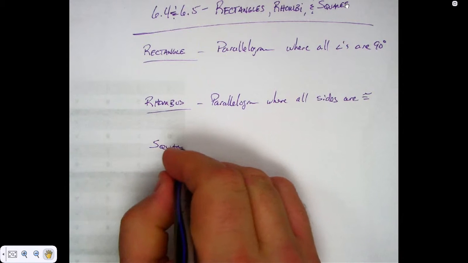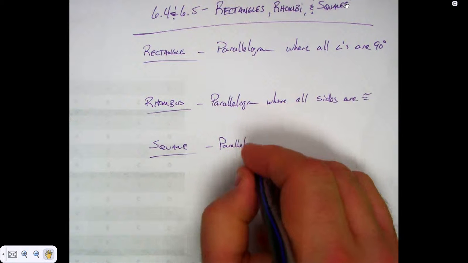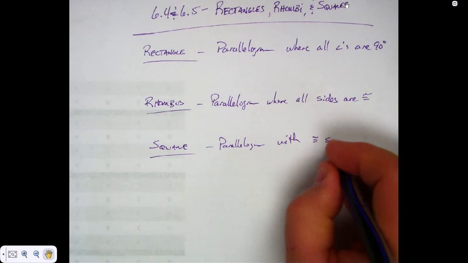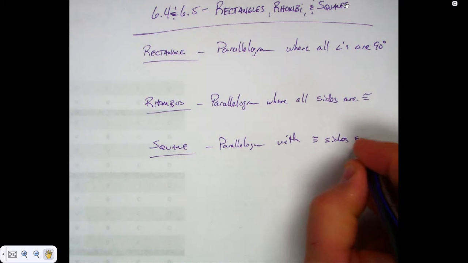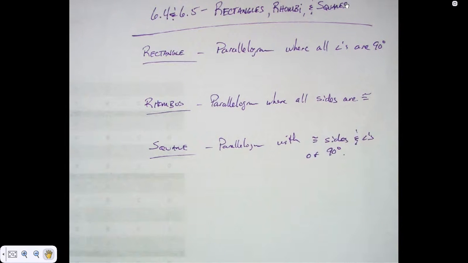A square is a parallelogram with congruent sides and angles of 90 degrees. Rectangle and rhombus got together, had a kid, it'd be a square. What's the first word in every one of those definitions?